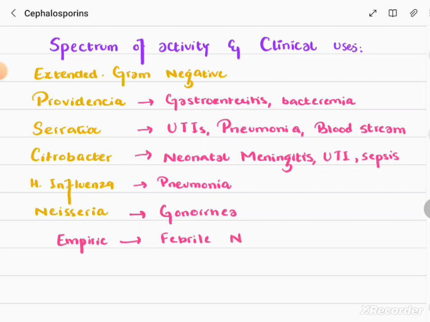So these drugs are very important because they have a wide variety of uses, and they're very commonly employed in the treatment of various infections. So we must know the susceptibility pattern and the chemistry and the pharmacokinetics of these drugs. They're very important drugs. Now we'll move towards the fourth generation of cephalosporins.